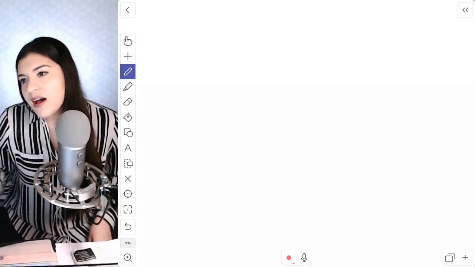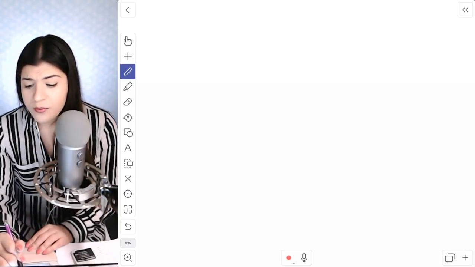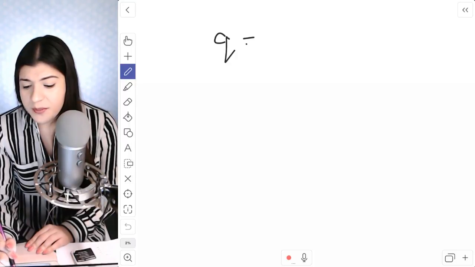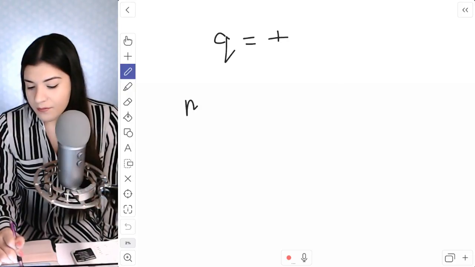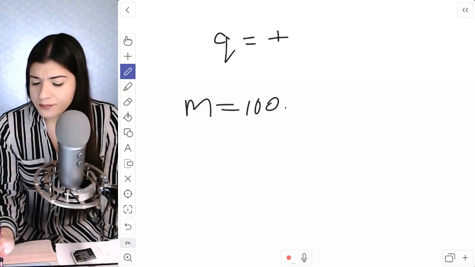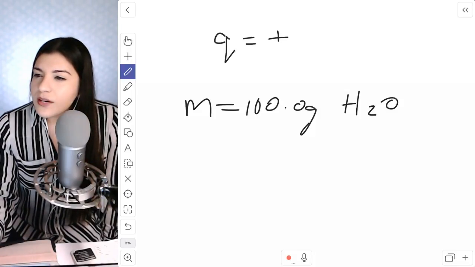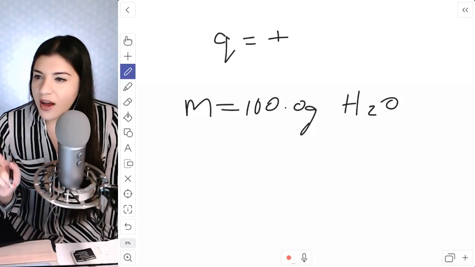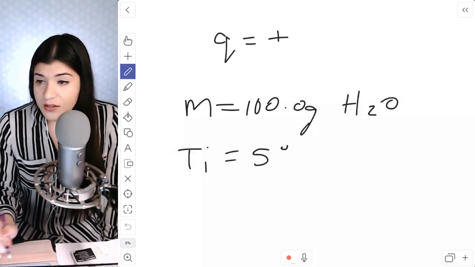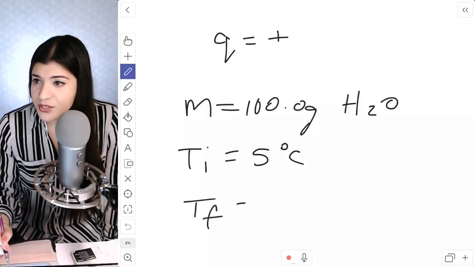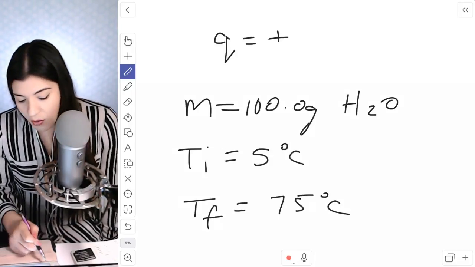All right. So Olivia asked, how much heat needs to be absorbed? So I know so far heat is going to be positive because it said it's absorbed. And then it gives us a mass. So 100 grams of H2O of water. And then we're also given it's at 5 degrees Celsius. So our initial temperature is 5 degrees Celsius. And I believe they're telling us our final temperature, which is 75 degrees Celsius. And then this is of water.